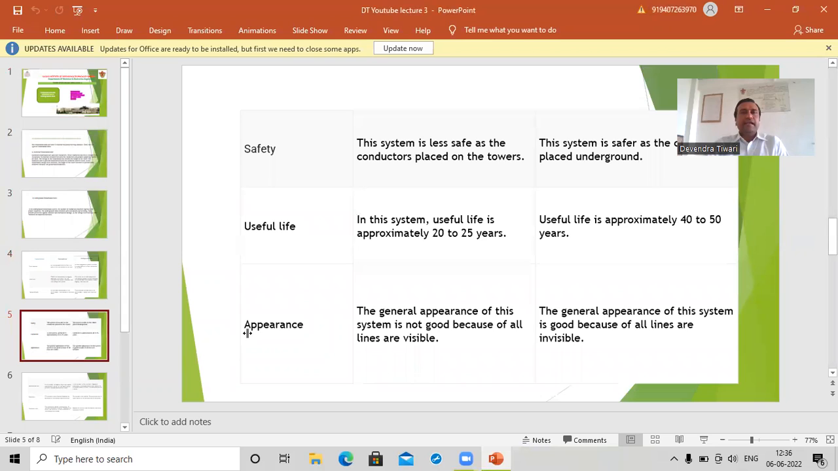Next slide. The next feature is safety. In the case of the overhead line system, when we talk about safety, this system is less safe, as the conductors are placed on the towers. That's why this system is not safe. Now we'll move to underground cable. This system is safer as the cables are placed underground. That's why we can say safety is more with underground cables.